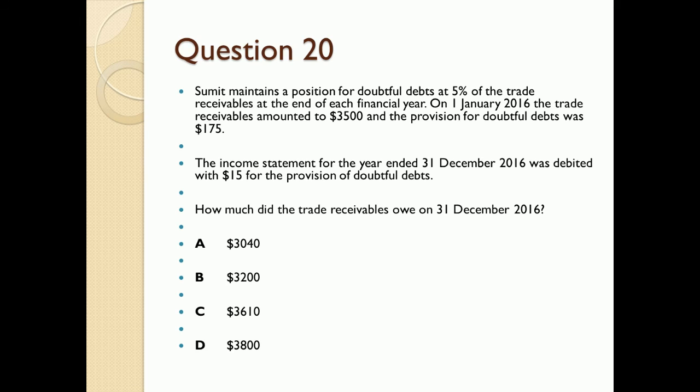How much did the trade receivables owe on 31st December? We have to find it out. It is a very interesting question. How can you find it out? Simply divide 190 by 5%, that is basically a grossing up formula, and you will come to know the exact amount. So here comes your answer, that is 3,800.